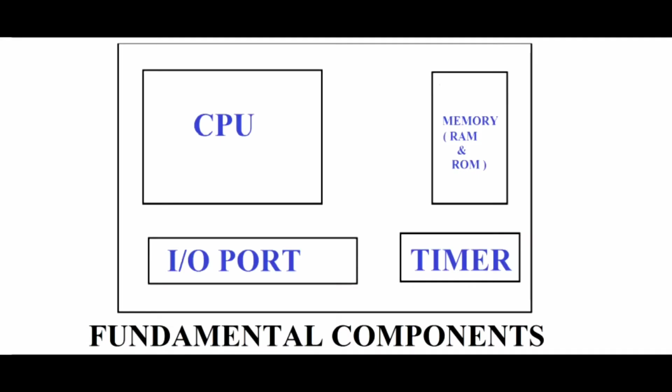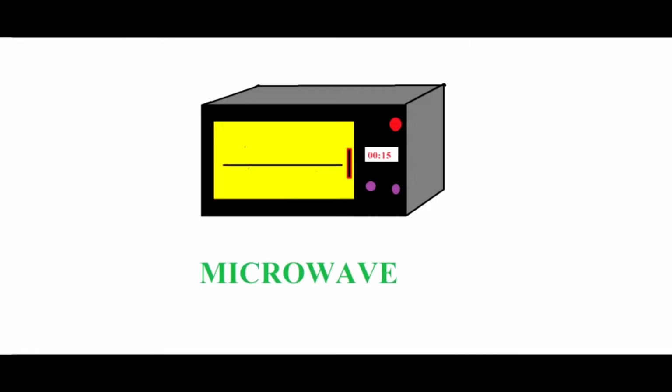Well, here we have a diagram showing you the fundamental components which we require to make any appliance work. It consists of a processor, or we can say CPU, next memory, input-output ports and timers. Let's take an example of a microwave for understanding these components.